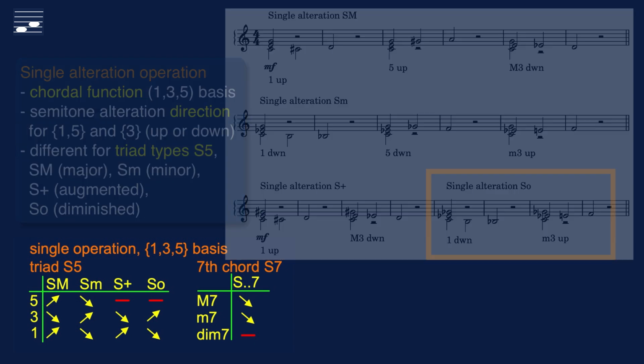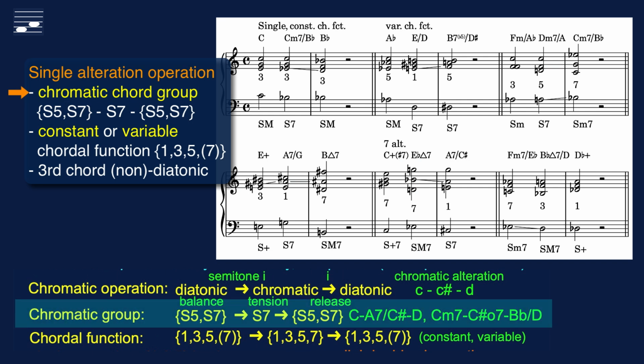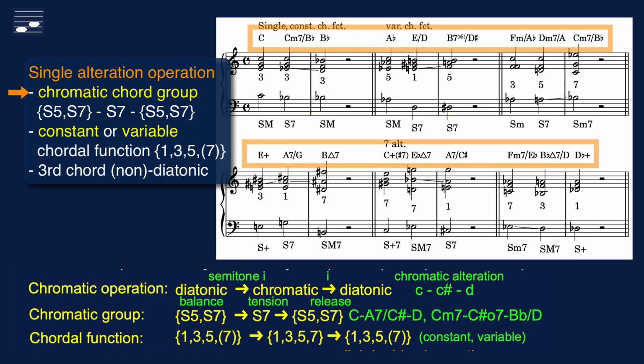The semitone note alteration pattern is part of a three-element chromatic chord group. Here you see a number of examples. Opening and closing chord may be either triad or seventh chord. The middle chord must be a seventh chord. Chords may be in root or inversion position. See the labels at the top.